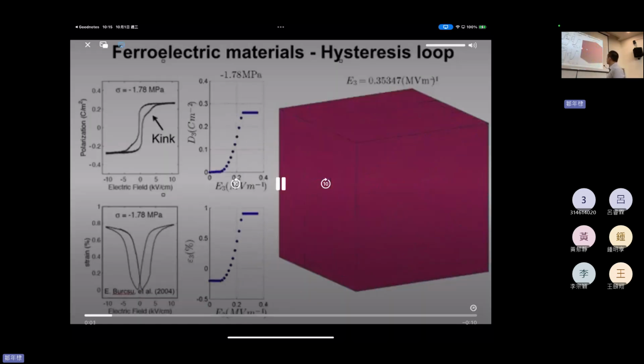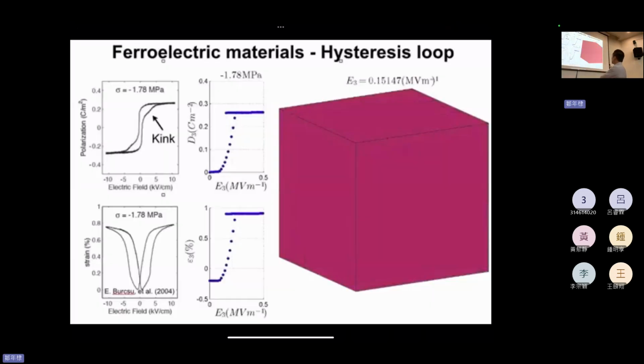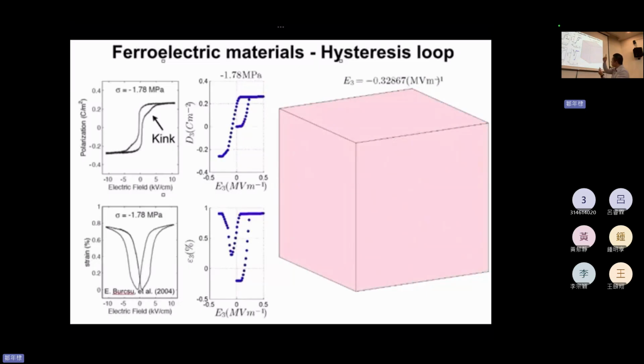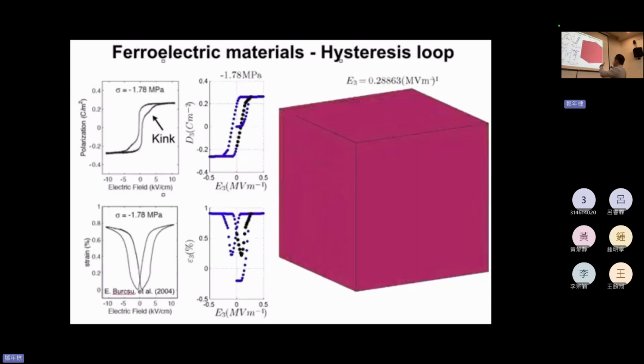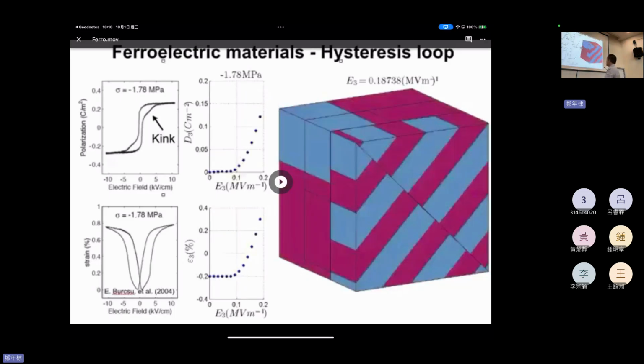So you can see that it moves, and the electric field changes direction, becomes pink, and then changes direction again, becomes red again. So you can see that's how I used skyrmion free energy to help me graduate and obtain my PhD degree.